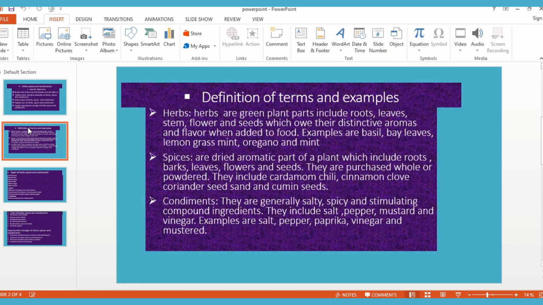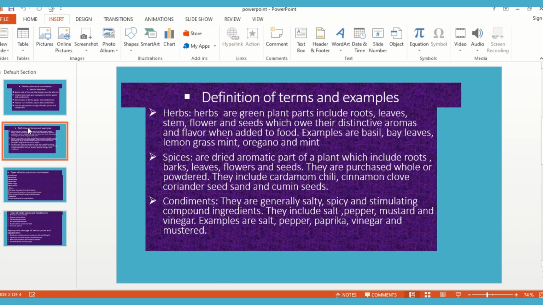These include the cardamoms, the chili, the cinnamon, the cloves, the coriander. We also have the cumin seeds.